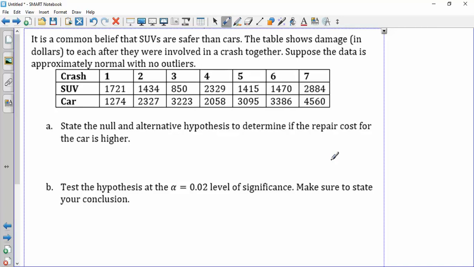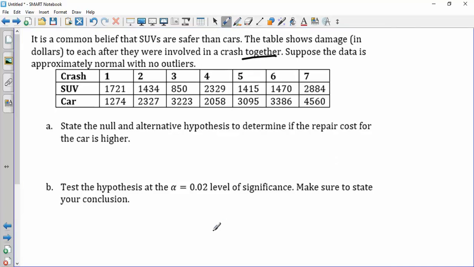So it is a common belief that SUVs are safer than cars. The table shows the damage in dollars to each after they were involved in a crash together. Suppose the data is approximately normal with no outliers. So is this matched pairs or not? Yes, because they were in an accident together. So what's my null hypothesis?